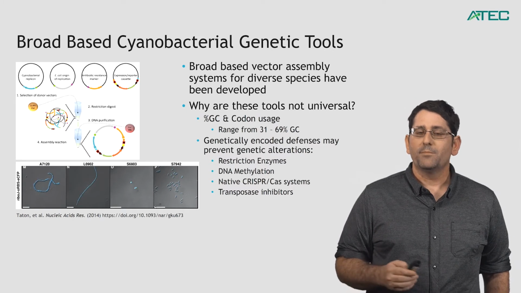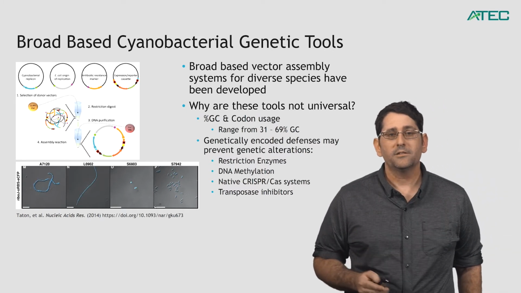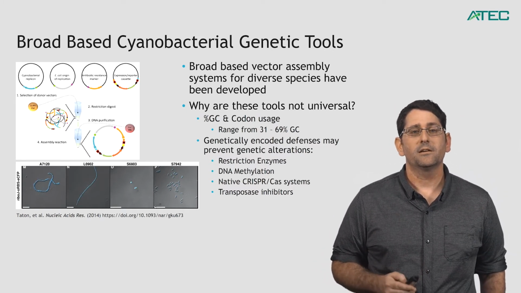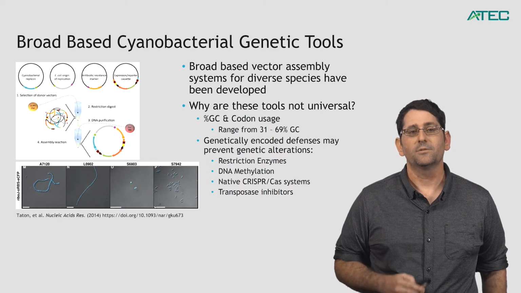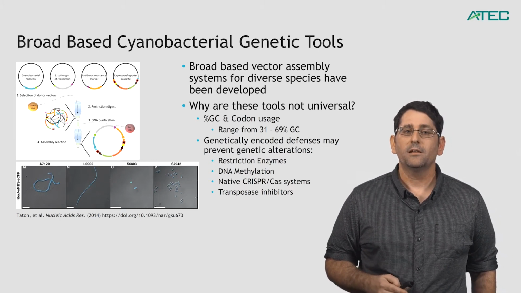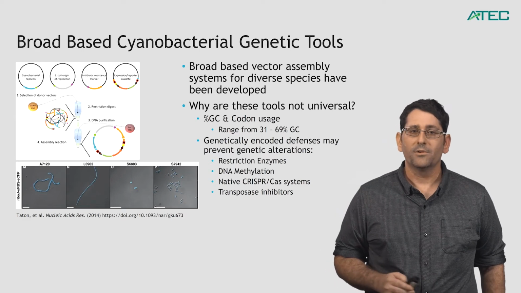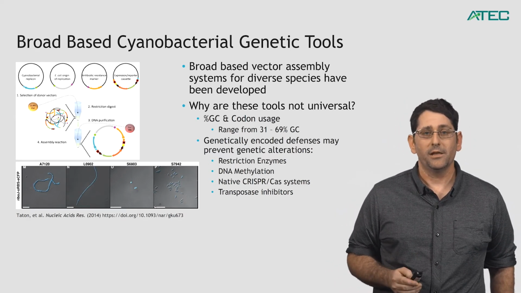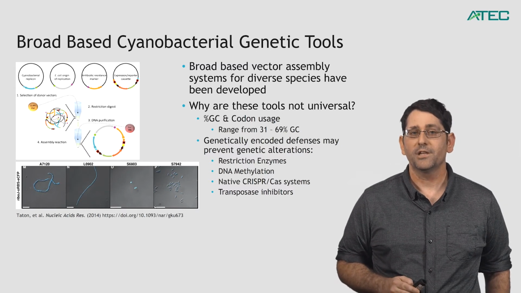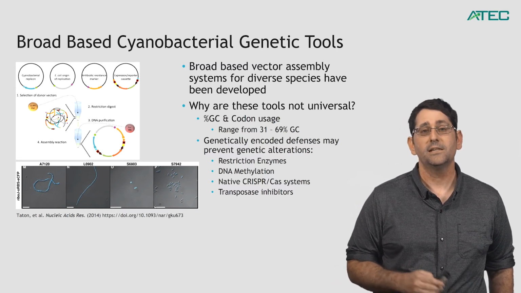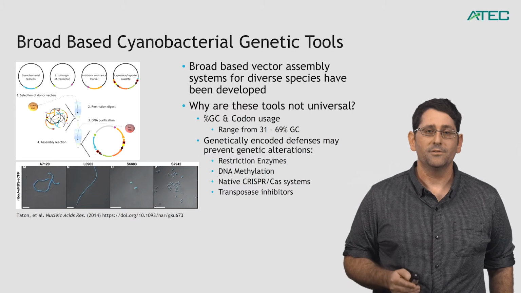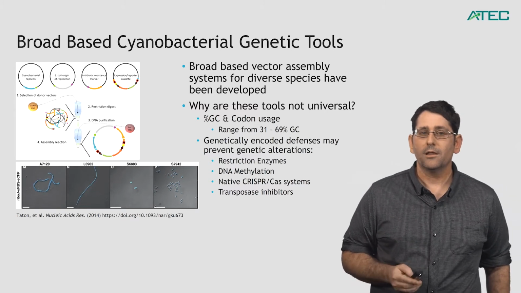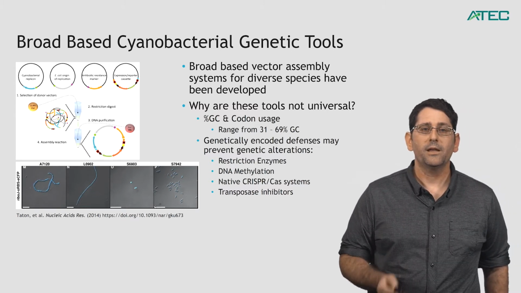Now, those systems have been primarily developed for our model cyanobacterial systems. Species such as Synechococcus elongatus, Synechocystis, or Anabaena have all been studied and manipulated for quite a number of decades. But now very many people are interested in finding new species and manipulating those. And so broad-based cyanobacterial genetic tools have been developed both here at UCSD and abroad to be able to try and do that.